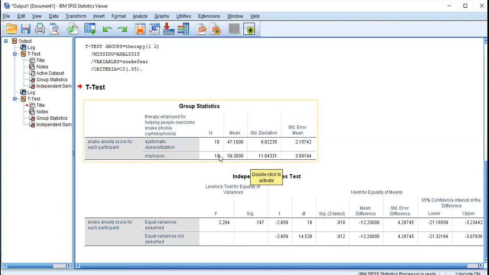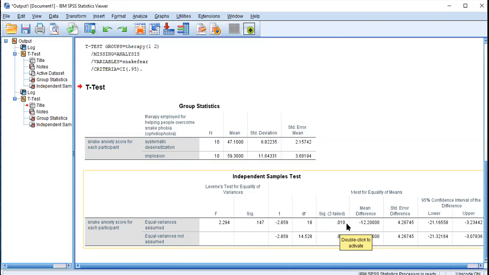So n is 20 and k means number of columns. We have got two categories of therapies here. One is systematic desensitization, second is implosion. So k is 2. So degree of freedom, df, is equal to n minus k, which is 20 minus 2, equal to 18. That's there. And the significance we are getting is 0.01. So the confidence level is 99%, or you can say the significance is 0.01.